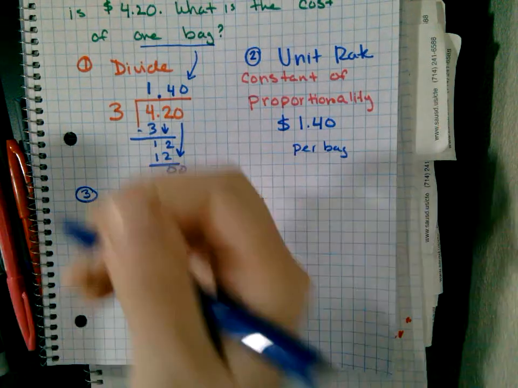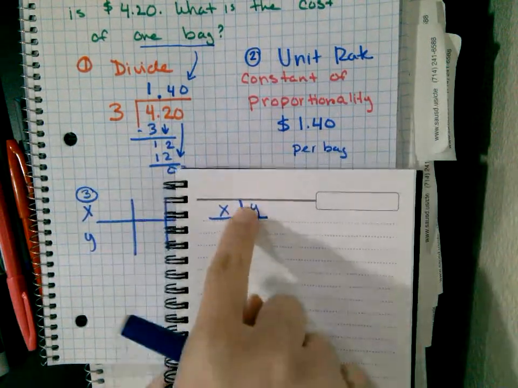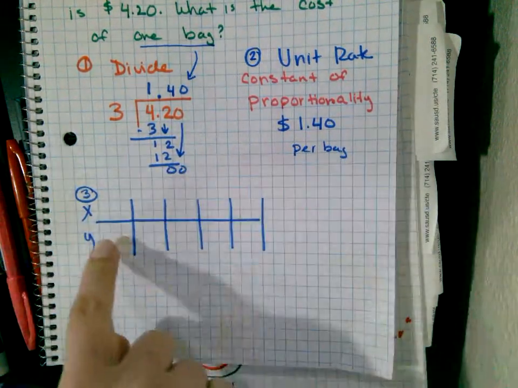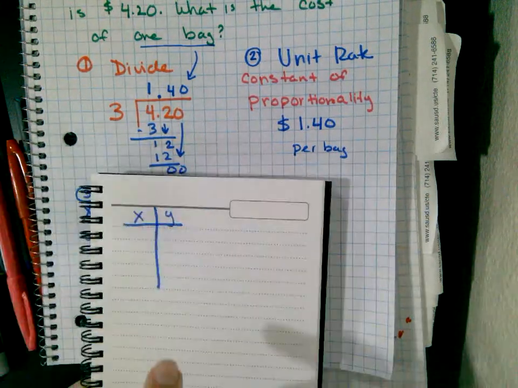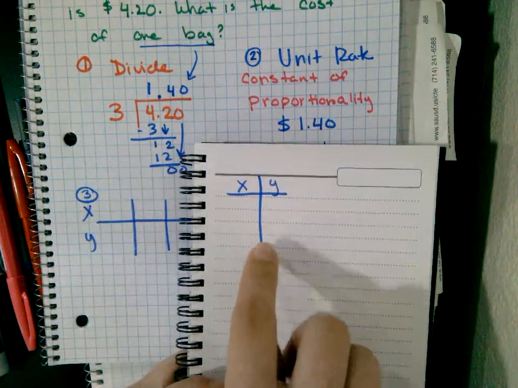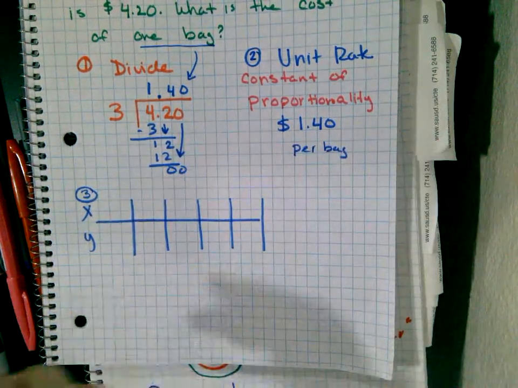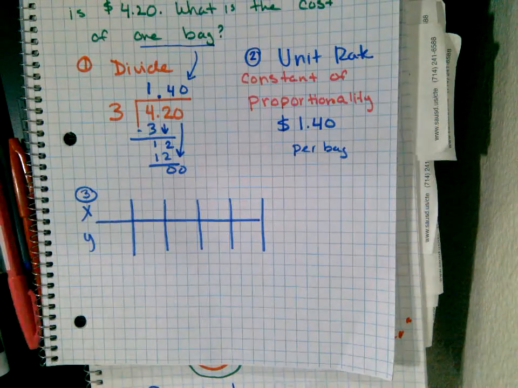Sometimes the tables, so this will be your X and this will be your Y, sometimes the tables go like this. They look like a T, and sometimes they're horizontal. I'm going to start off with the horizontal table, and then later on we'll switch over to a vertical table. They're the same. Maybe you've done a table like this. Maybe you've done a table like this. Both are the same.